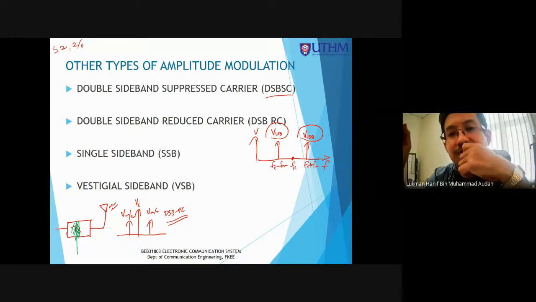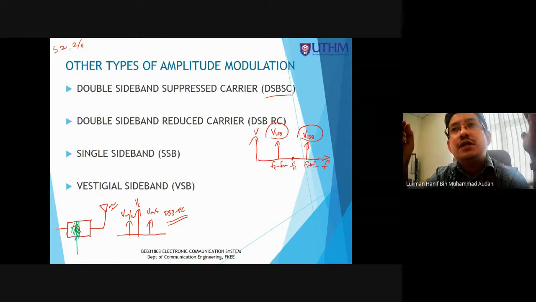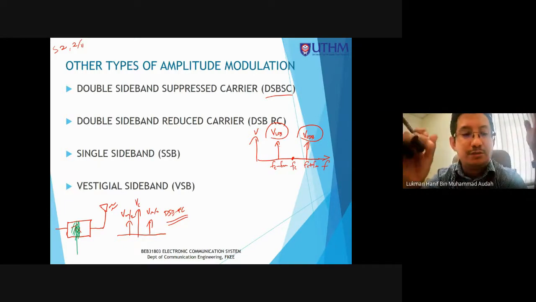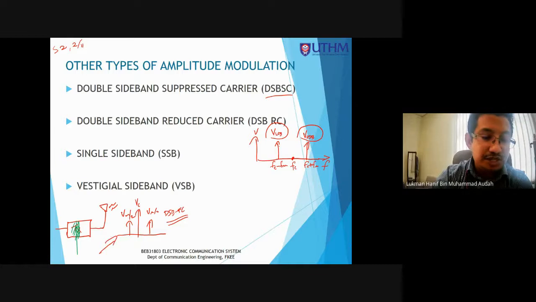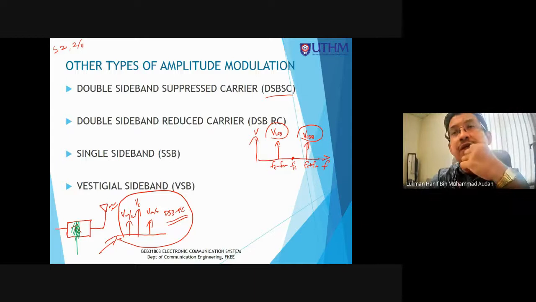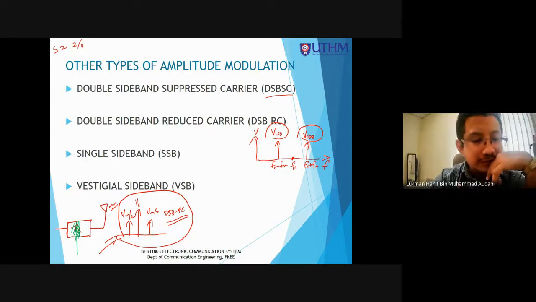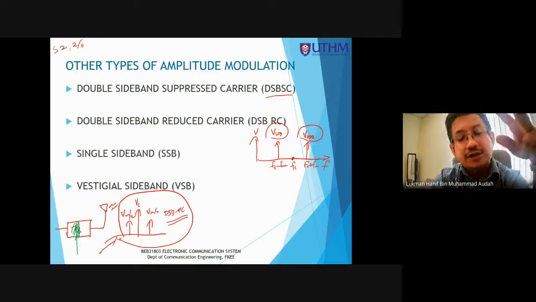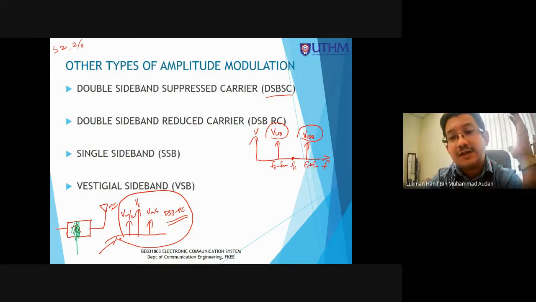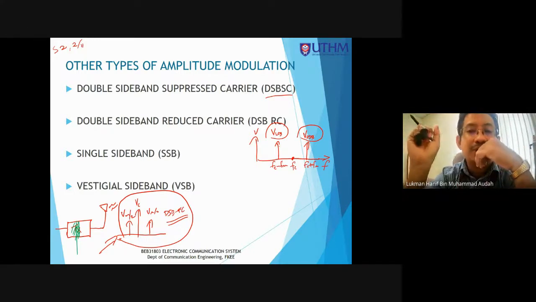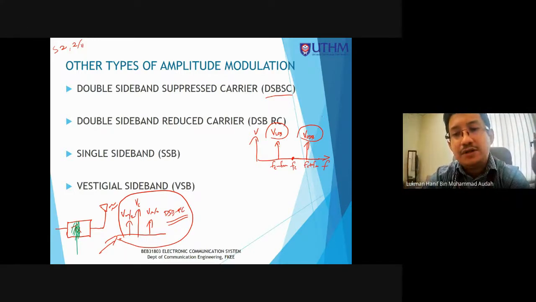So a common mistake from previous students is that they memorize the spectrum picture for double sideband full carrier. Mereka menghafal, maknanya kalau lukis spektrum mesti lukis macam ni. Ada 3, ada dia punya tinggi dia Vc, Vm per 2, Vm per 2, dah selesai. It's not like that. The spectrum depends on the equation. Remember that. I will explain how much the value of this is, we're going to see later.